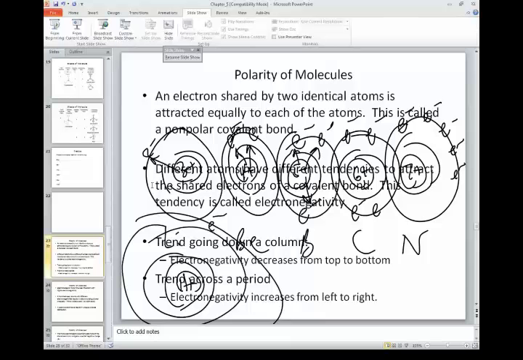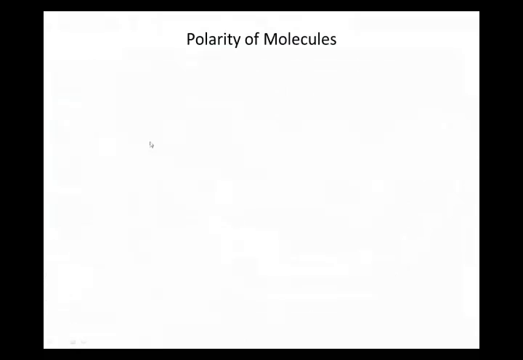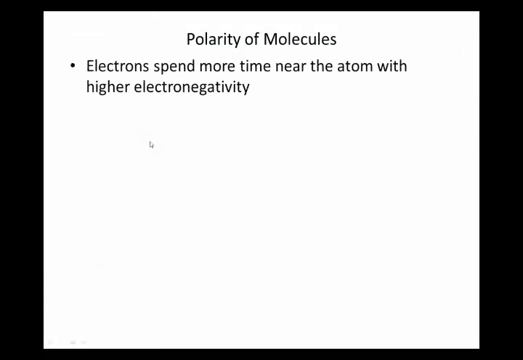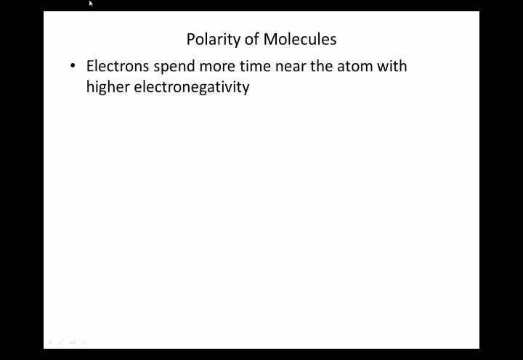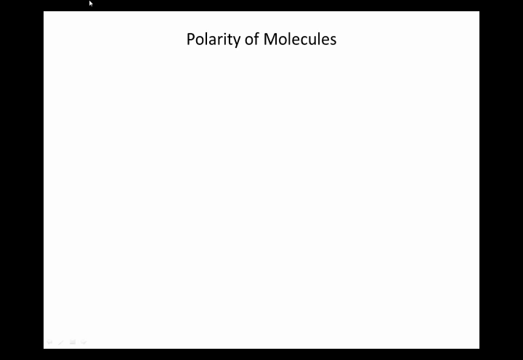Okay. Oops. There we go. All right, so electrons spend more time near the atom with the higher electronegativity, and so that's going to be really important. I'm going to stop there. I just want you to be able to determine what's more electronegative. So a couple examples.